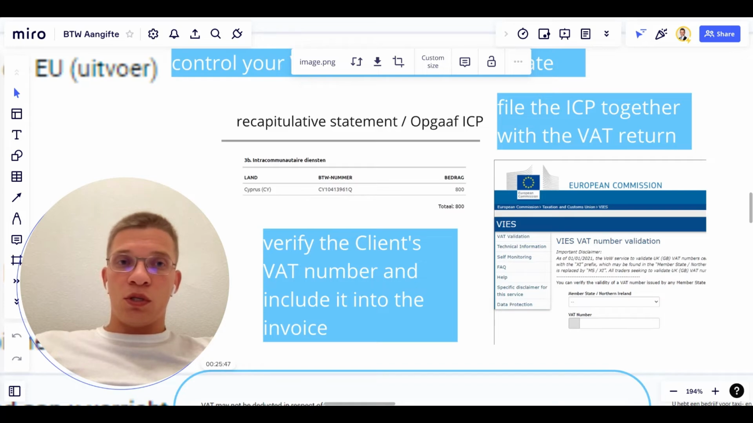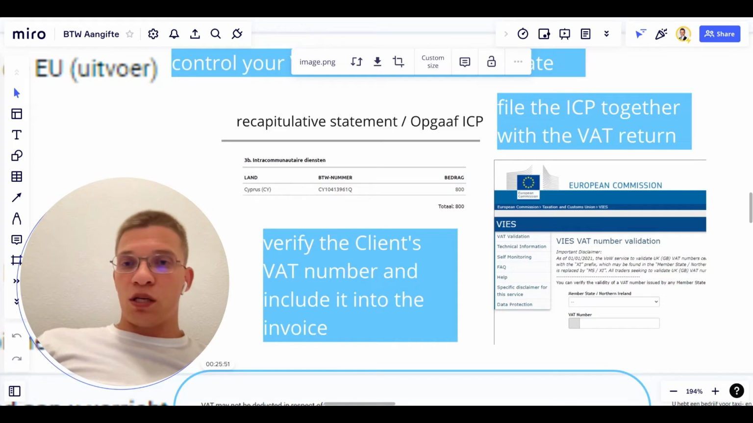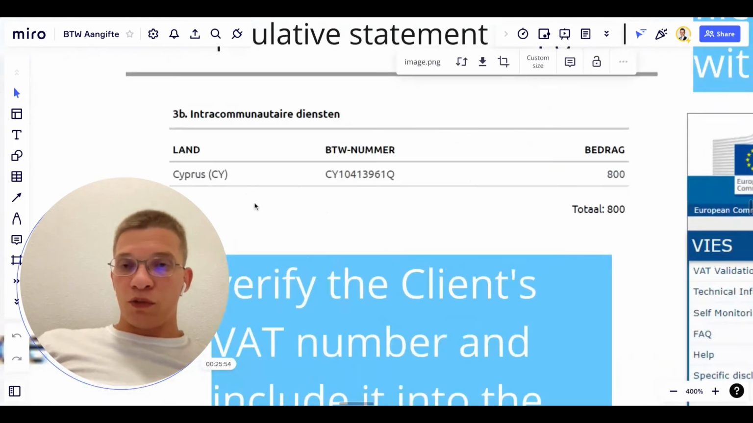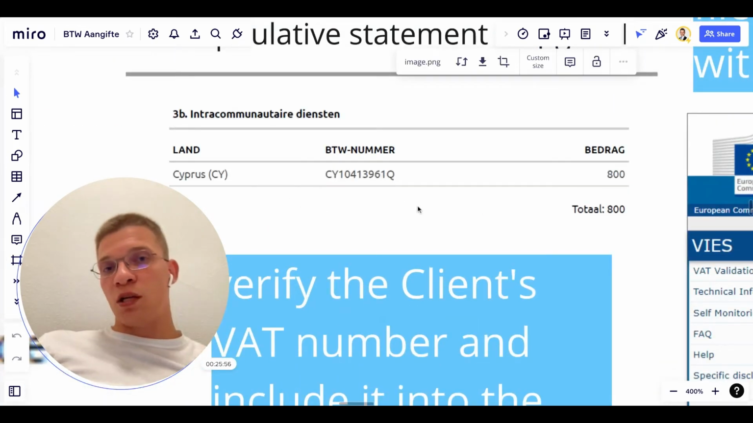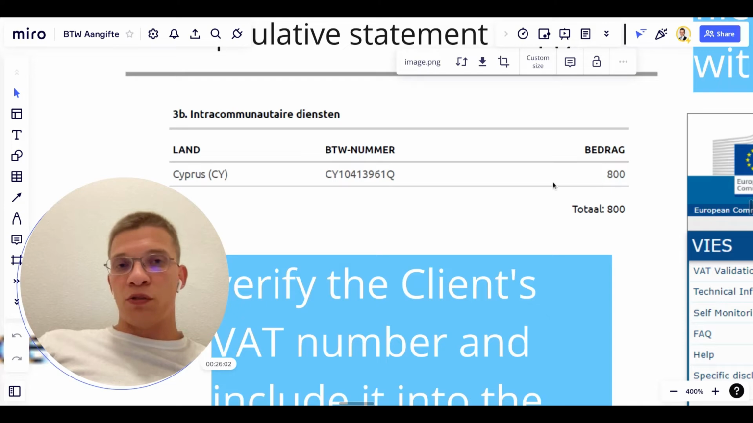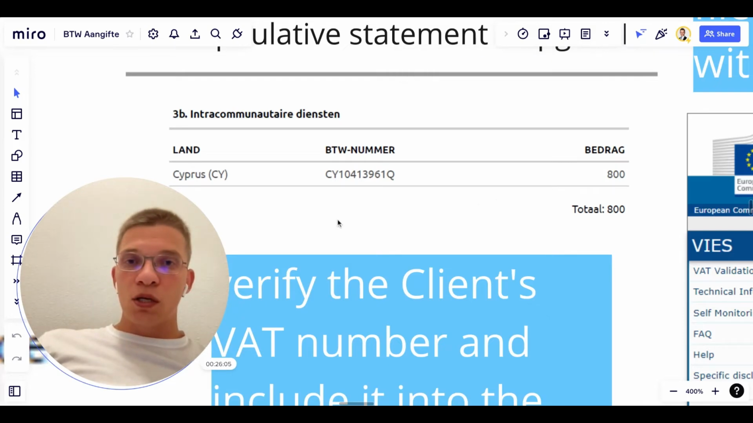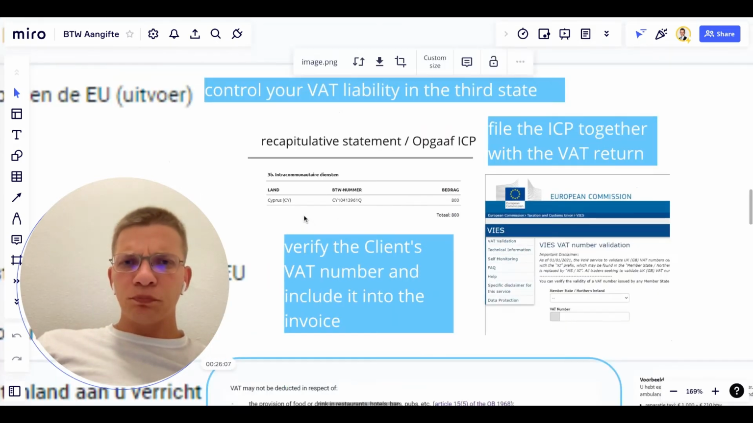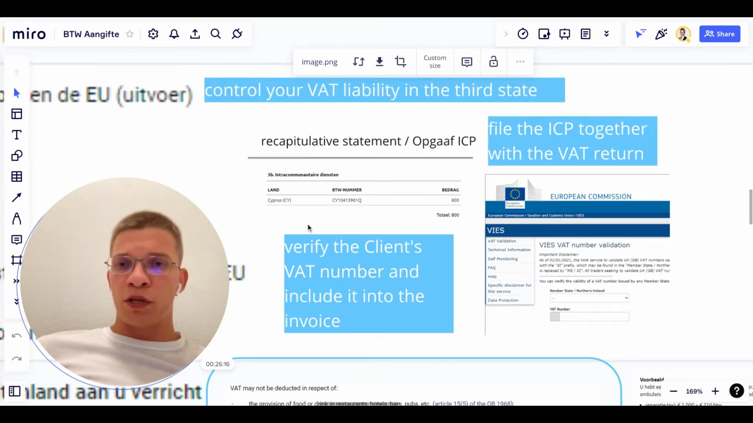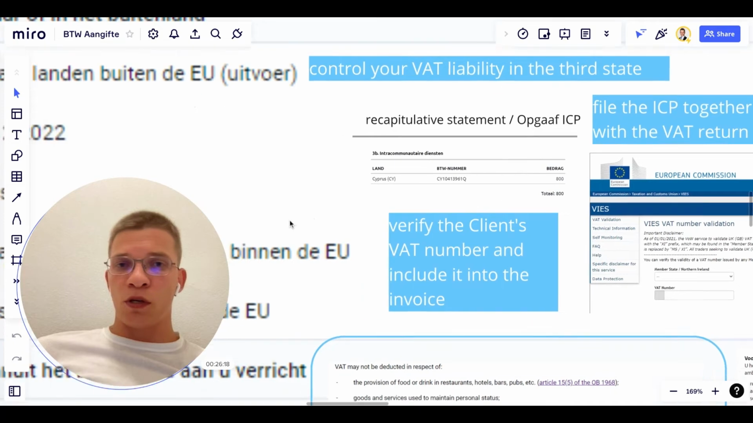which basically states where you have to state the country of your client, the VAT number, and the amount of taxable supply which was made to this particular taxable person. And the deadlines for filing this report are the same as for the VAT return, so by the end of the month following the taxable quarter.